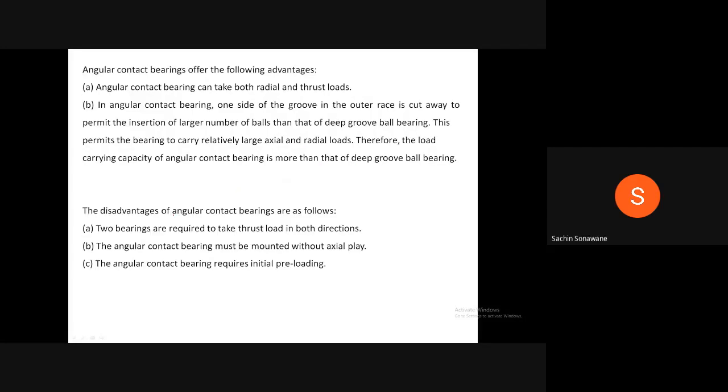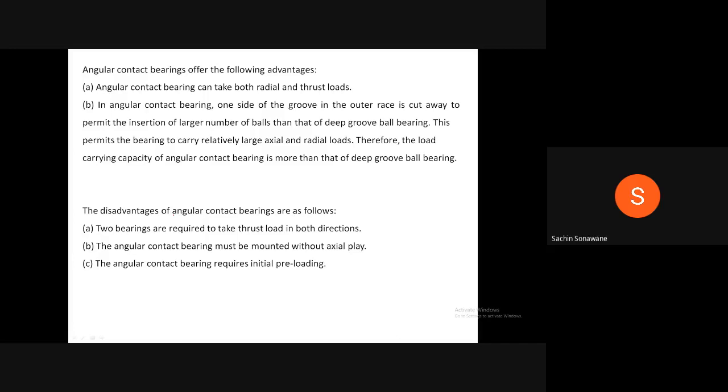Angular contact bearings offer the following advantages. Angular contact bearing can take both radial and thrust loads. In angular contact bearing, one side of the groove in the outer race is cut away to permit the insertion of a larger number of balls than that of deep groove ball bearing. This permits the bearing to carry relatively large axial and radial loads. Therefore, the load carrying capacity of angular contact bearing is more than that of deep groove ball bearing.